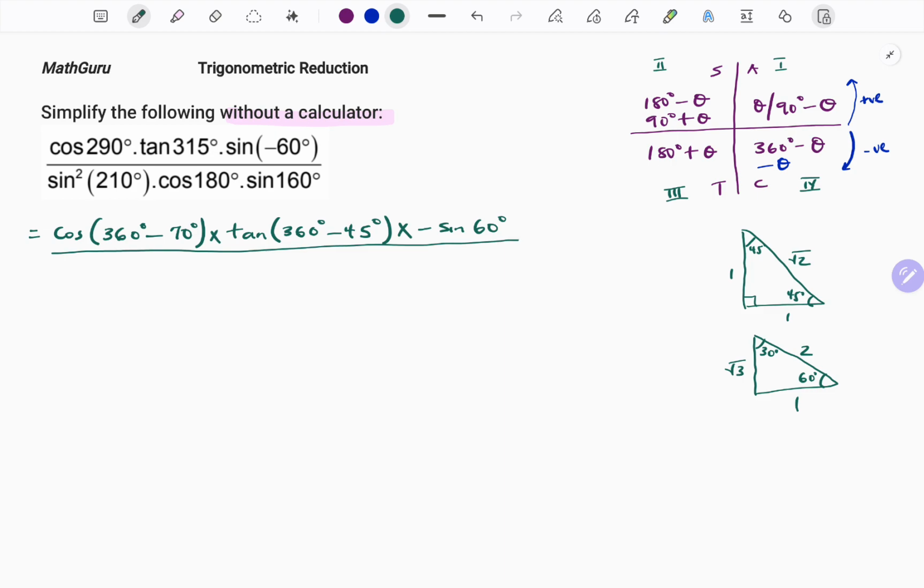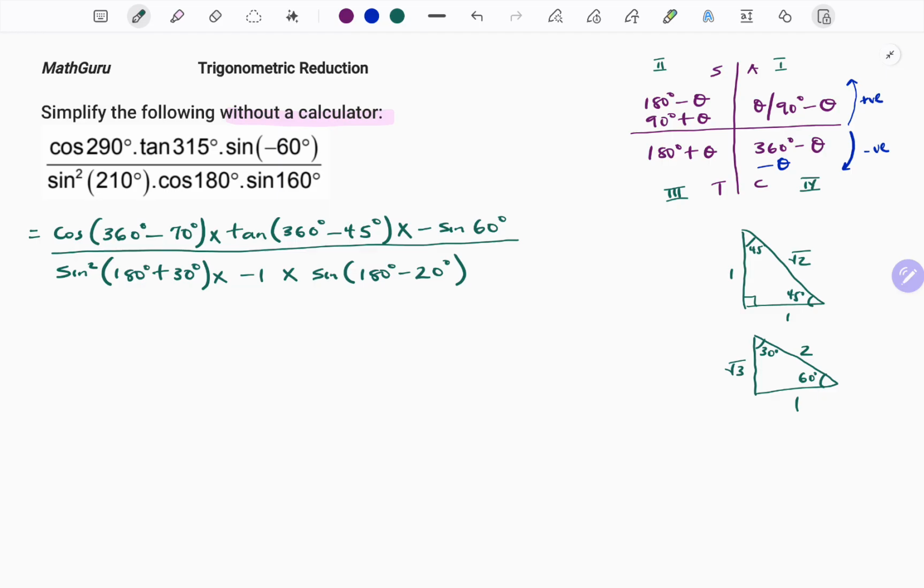For my denominator, I have sine squared 210. I'll start by reducing 210. 210 degrees falls in the third quadrant. So the reduction will be, I still have my sine squared, then I'm reducing 180 degrees plus 30, times cos 180, that's negative 1. So I'm going to change that. Then for my sine 160, sine 160 falls in the second quadrant. Sine is positive there. So if I reduce that, that will be sine of 180 degrees minus 20 degrees.